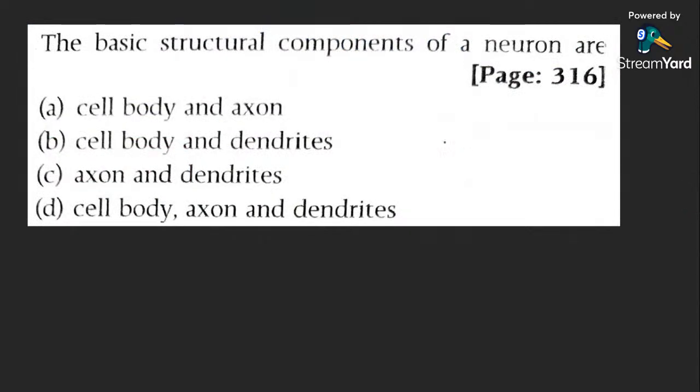Question number 1. The basic structural components of a neuron. Page number 316 of your NCERT. Option A is cell body and axon. Option B is cell body and dendrites. Option C, axon and dendrites. Option D, cell body, axon and dendrites. Yes, just tell me your answers.